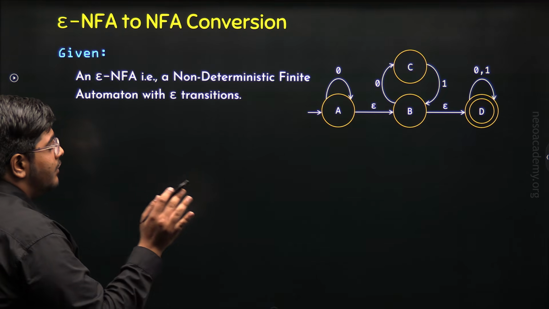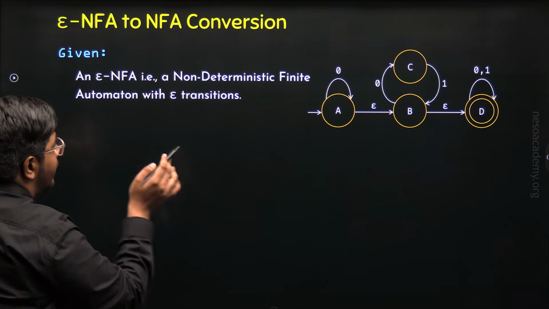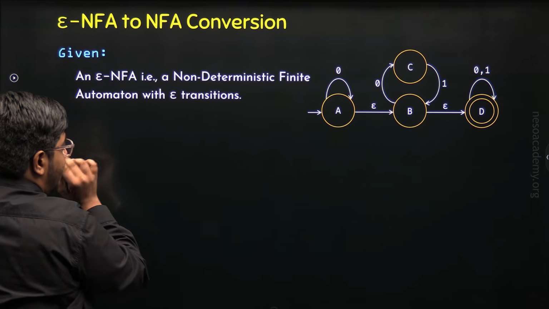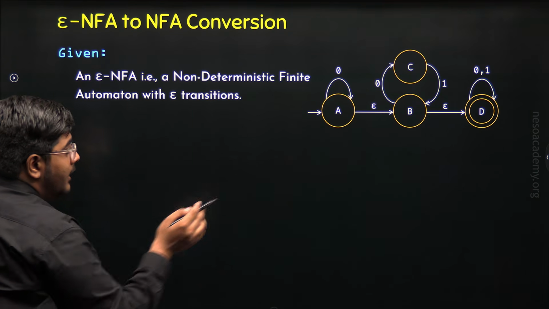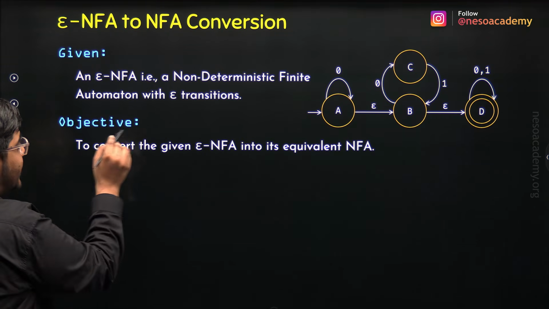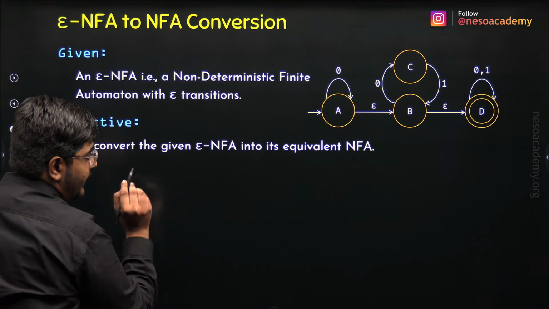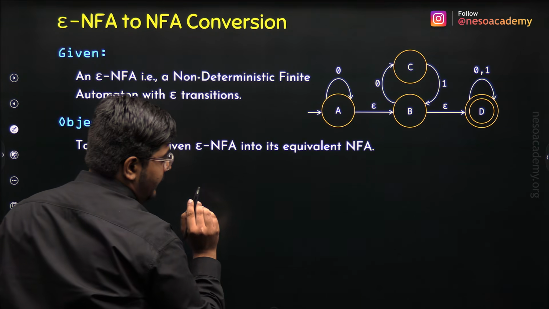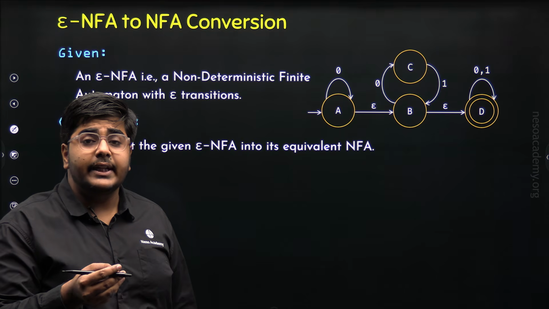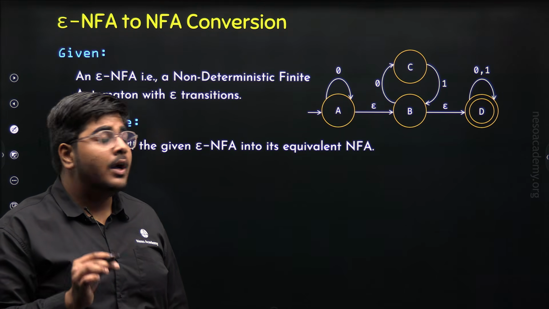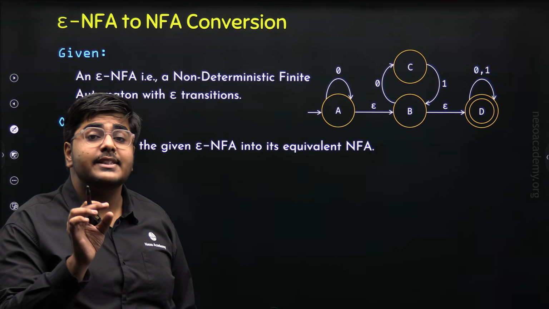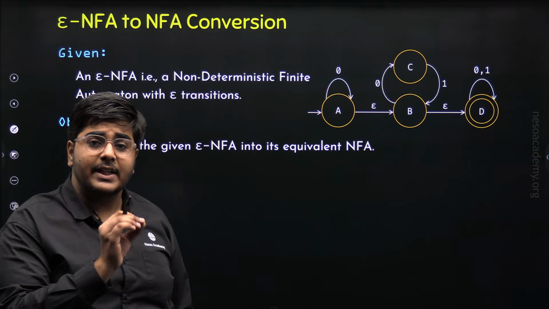So here you can see we are given an epsilon NFA, that is a non-deterministic finite automaton with epsilon transitions. This is the transition diagram of the epsilon NFA. Now, our objective is to convert the given epsilon NFA into its equivalent NFA, and this we can do by eliminating these epsilon transitions. So we need to follow some sequence of steps to perform this conversion.